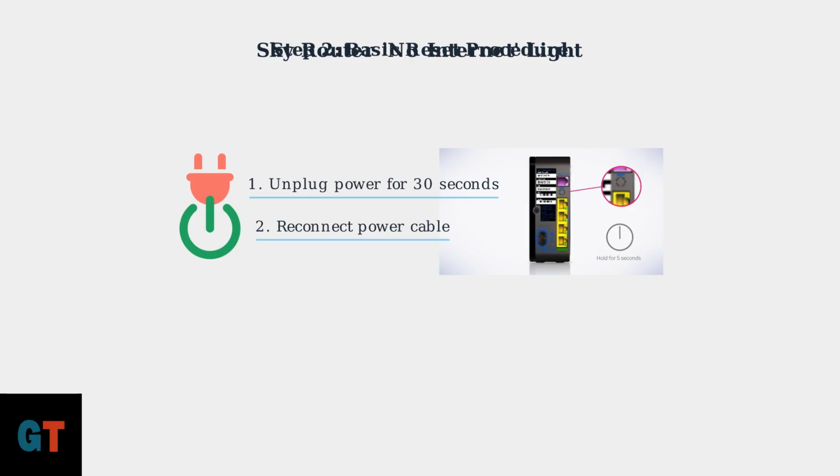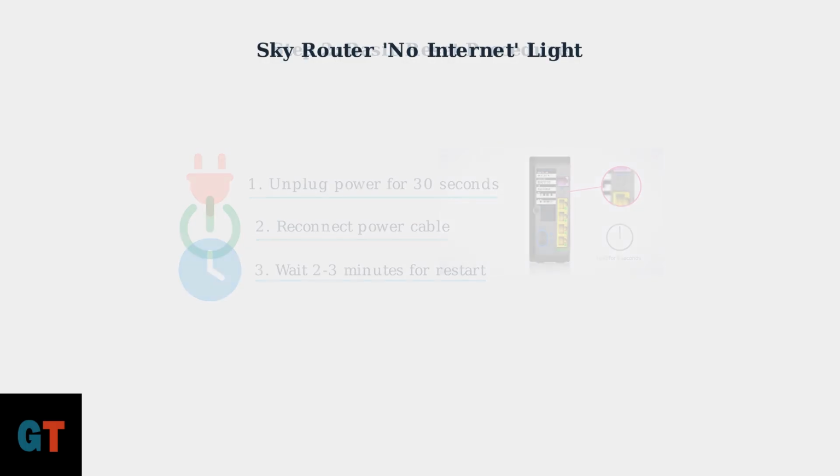Make sure the connection is secure and the power adapter is properly seated in both the router and the wall outlet. Finally, wait 2 to 3 minutes for the router to fully restart. During this time, the router will run through its startup sequence and attempt to reconnect to Sky's network.